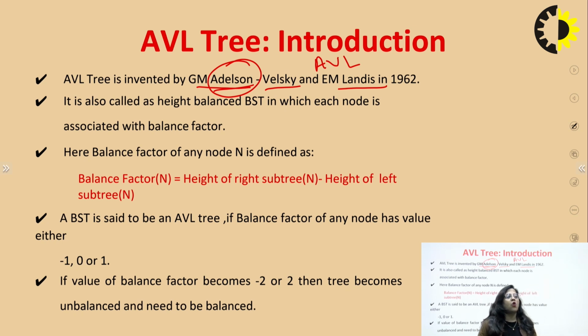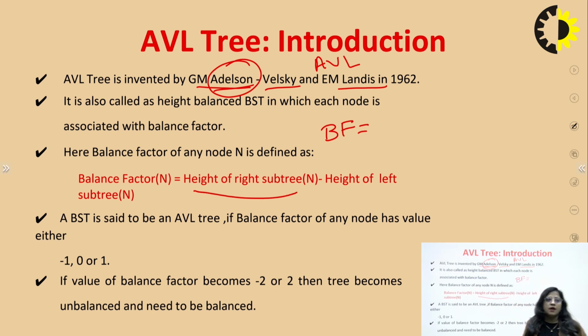It is also called a height balanced BST, because the height problem occurs in a BST, but in AVL we can remove this height problem. So it is called a height balanced BST. Here each node is associated with a balance factor. What is the balance factor? Balance factor is the height of the right subtree minus the height of the left subtree.